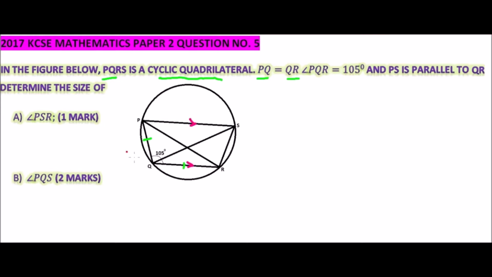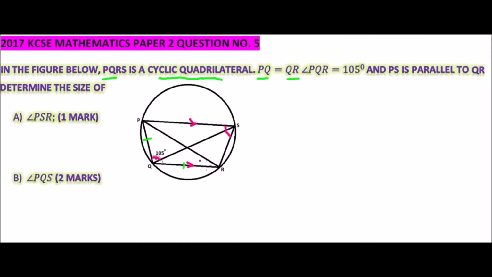We are supposed to determine angle PSR, that is this angle, and also angle PQS, this angle here. Now we are going to use the information given so that we are able to solve this problem. We are told that angle PQR is 105, and that PQ is equal to QR, and PQR is a triangle. This means that PQR is an isosceles triangle.